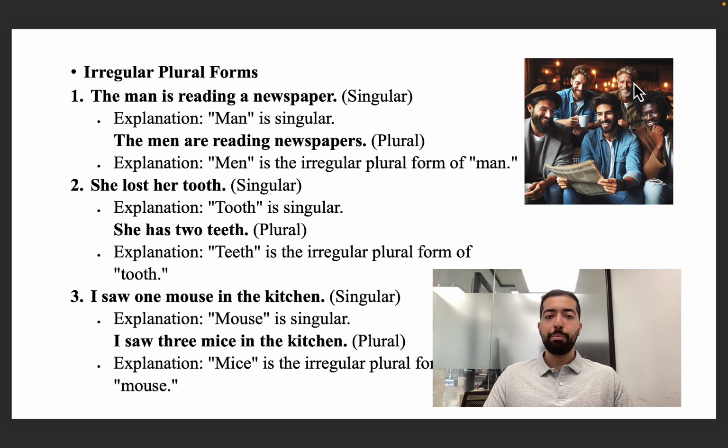For example, the man is reading a newspaper. Man is singular here. The men are reading newspapers. Men is the plural form for the singular word man. She lost her tooth, singular. She has 2 teeth, plural. Tooth changed to teeth. I saw 1 mouse in the kitchen, singular. I hope you don't see that. I saw 3 mice in the kitchen. I hope you don't see those.